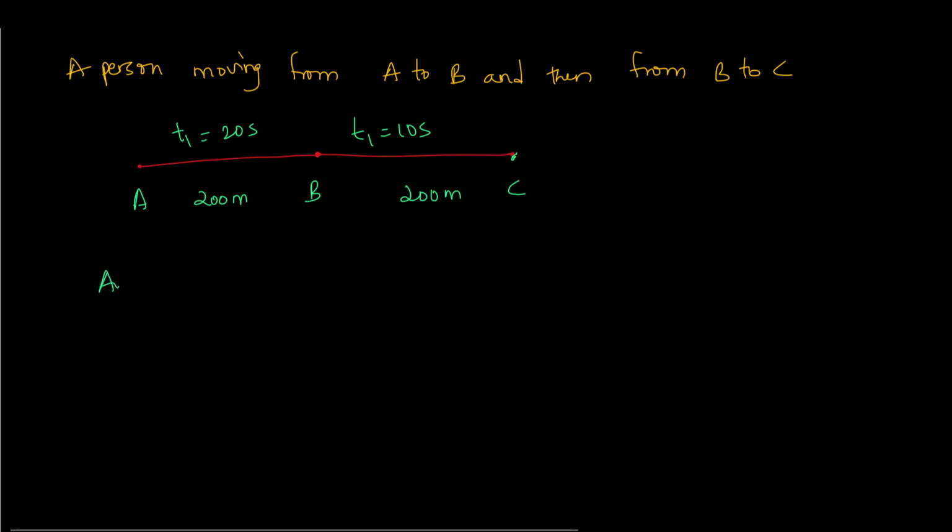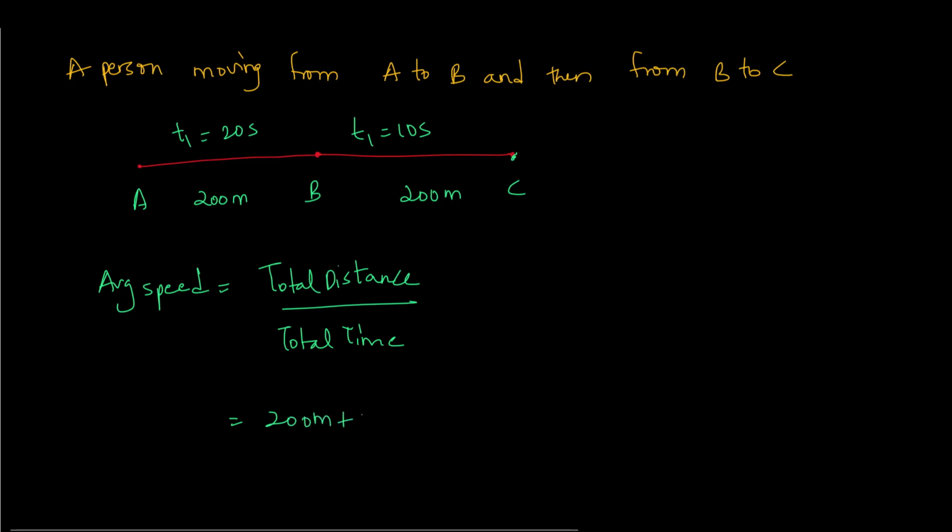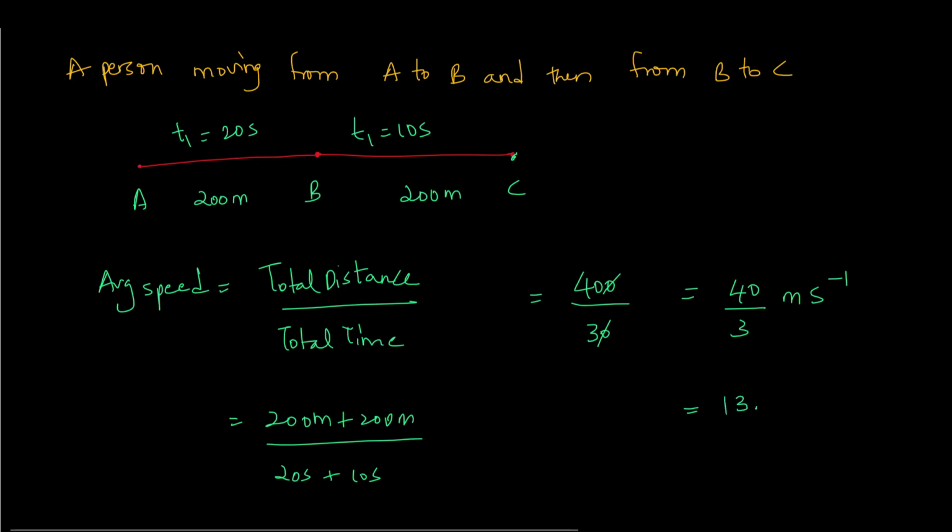So your average speed will be total distance upon total time. That is 200 meters plus 200 meters, your total distance, by 20 seconds plus 10 seconds. That equals 400 by 30, which equals 40 by 3. Your answer will be in some decimal. So your answer is 40 by 3 m s^-1. If you want that in decimal, it will be 13.3 m s^-1.